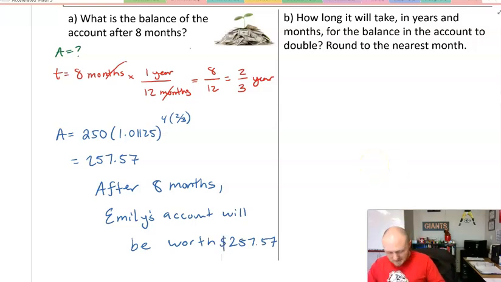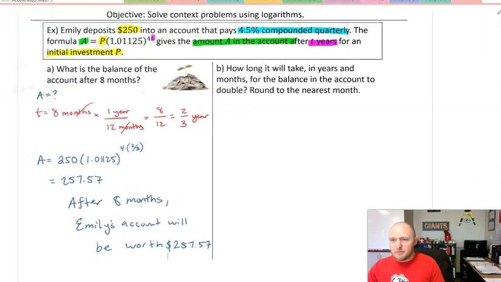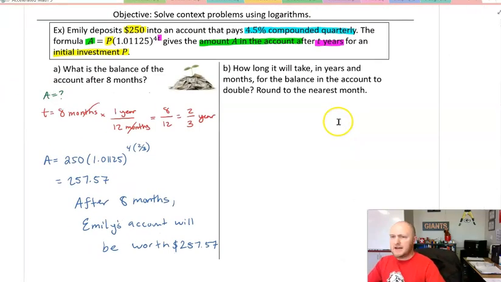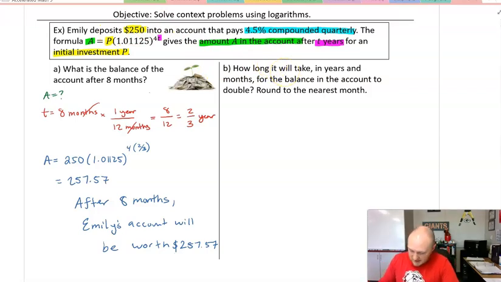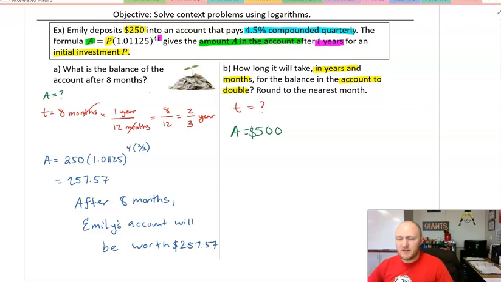Okay? All right, here's where we get into the meat of what we're doing here. We want to go ahead and find out some questions using the inverse of exponentials, which is logarithms. So part B says here, how long will it take, in years and months, for the balance in the account to double? So here, I don't know what time is. They want us to find that, how long. But they do want the account to double. So how much is that? You have to think about that one. They're not just going to give it to you. So if we start out with 250, that is 500.